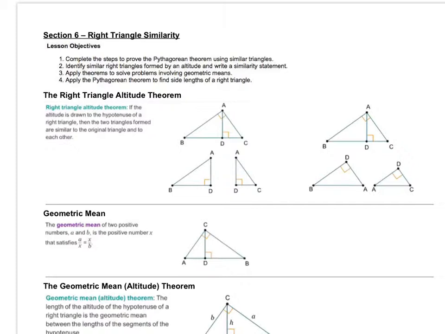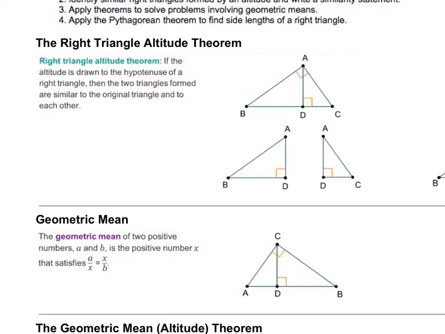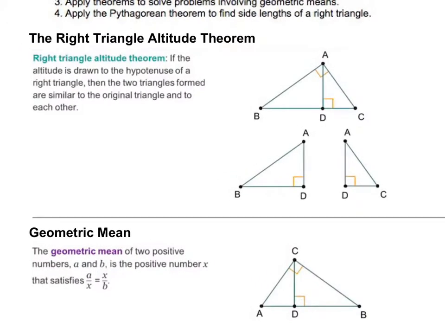This is section 6, and this is a section about right triangle similarity. So what I want to do is take a look at this concept of a right triangle altitude. If you had this big right triangle here, triangle ABC, and let's say that we drew in this altitude here.